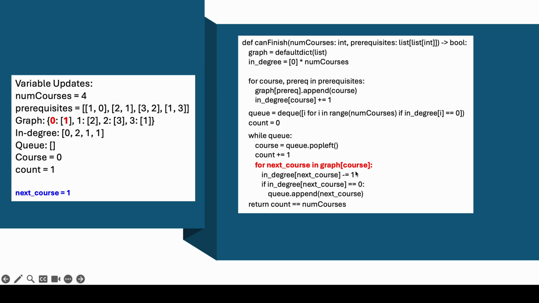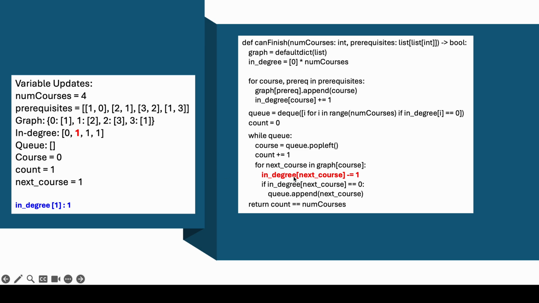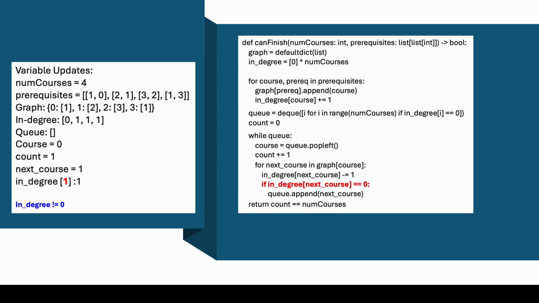As you can see, graph has course, which is at 0 here, which is a prerequisite, which will return 1. So next course equals 1. Now in-degree, we're going to look at 1 over here, which was the value of 2, and we decrement it by 1. So now it's 1. Because as you can see here, it used to be 2. Now it's 1. And now we're going to check, is in-degree equal to 0? No, it isn't. In-degree right now, its value is 1. So it's not equal to 0.